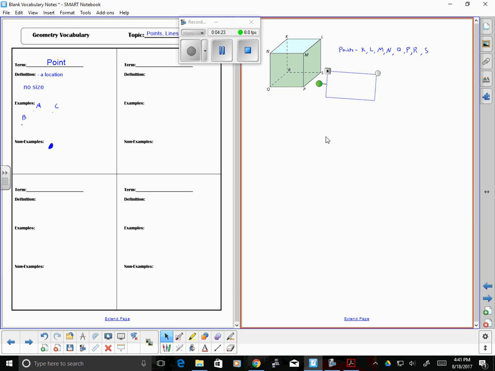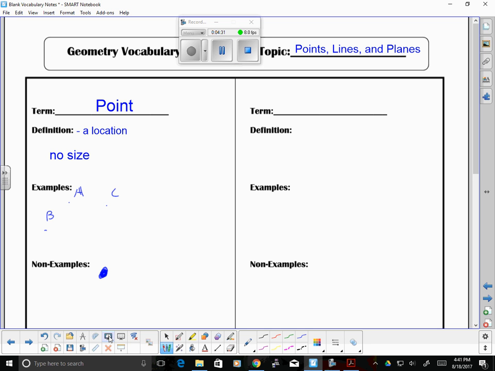Okay, so let's go ahead and move on. After we get through points, we could also include as a non-example lines and triangles. Those are not points. Okay, so our next thing is, what is a line?